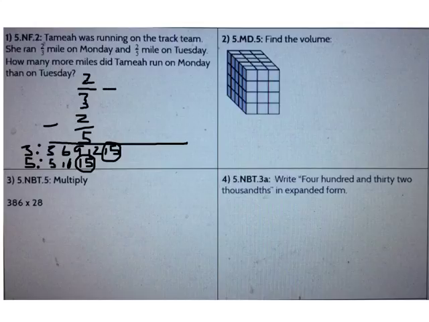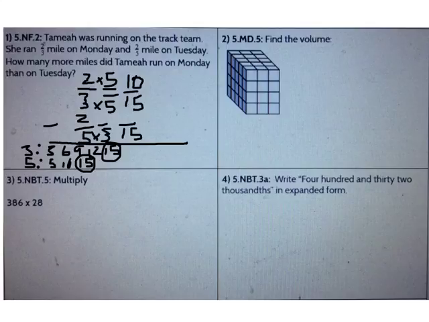Now I can change both fractions so that 15 is the denominator. When I change 2/3 so that 15 is the denominator, what's the new numerator? Well, 3 times 5 is 15. 2 times 5 is 10. When I change 2/5 so that 15 is the denominator, what's the new numerator? Well, 5 times 3 is 15. 2 times 3 is 6.